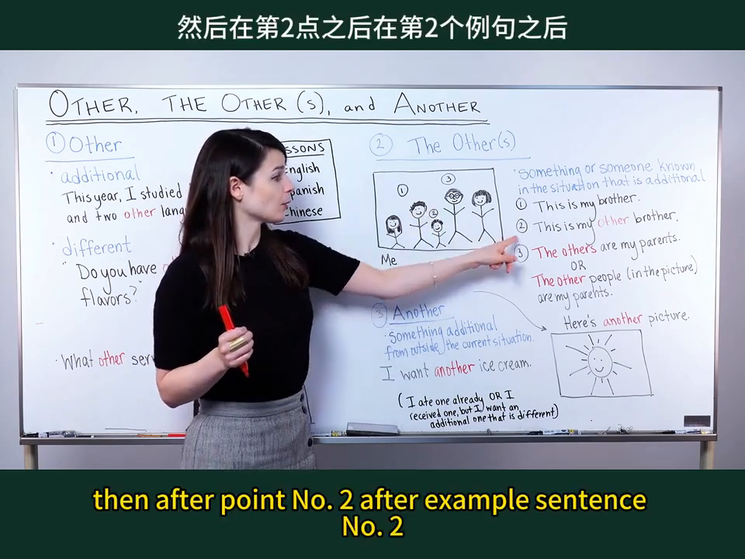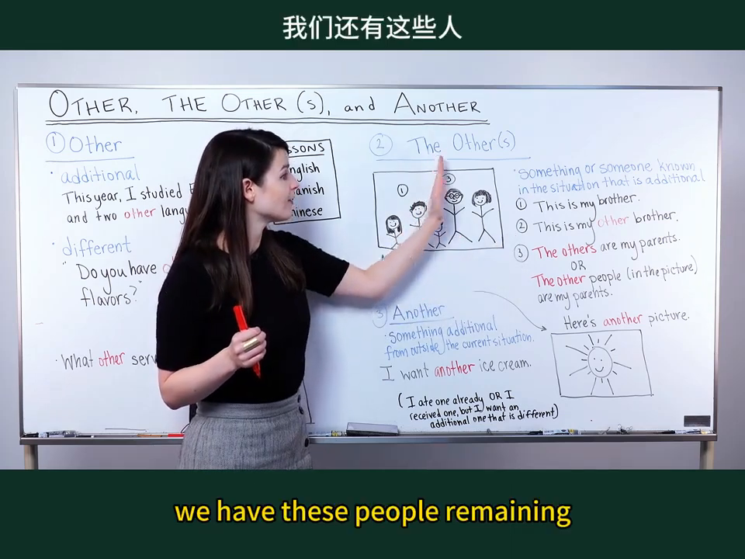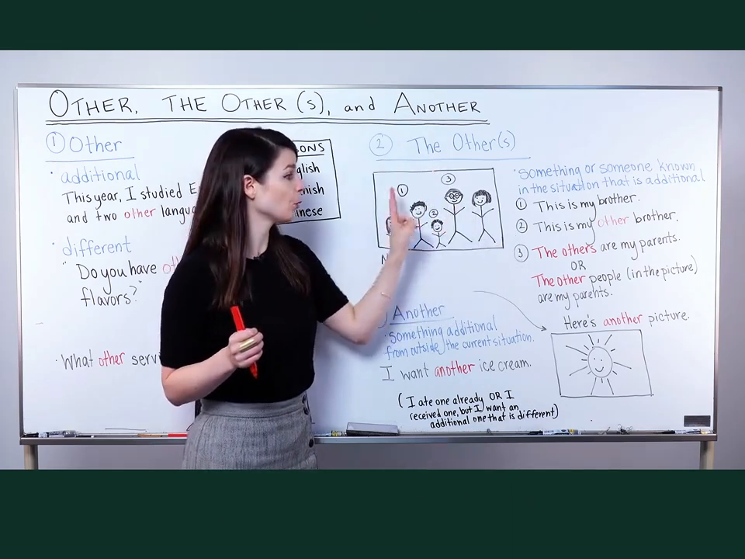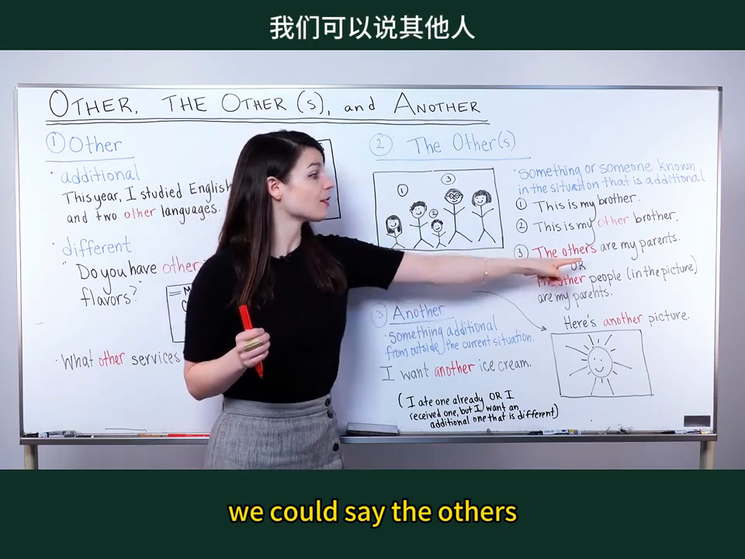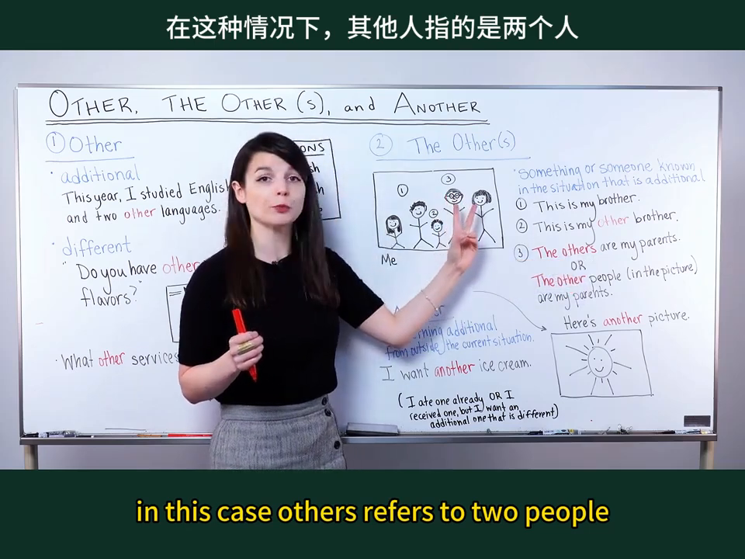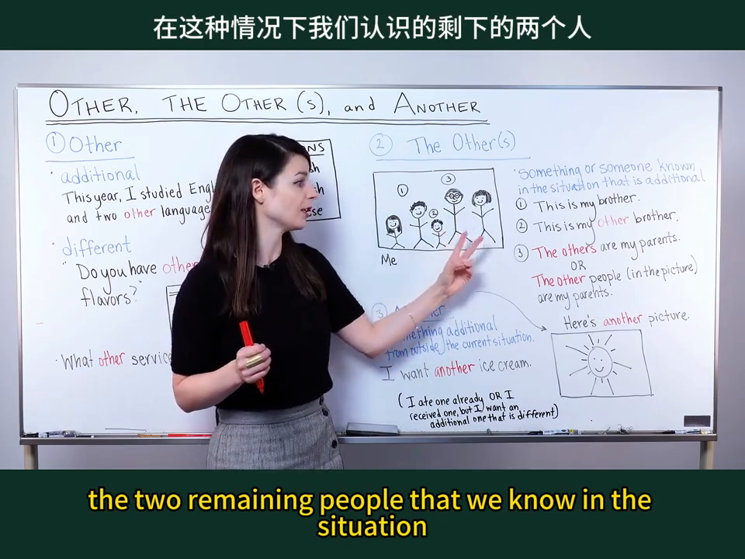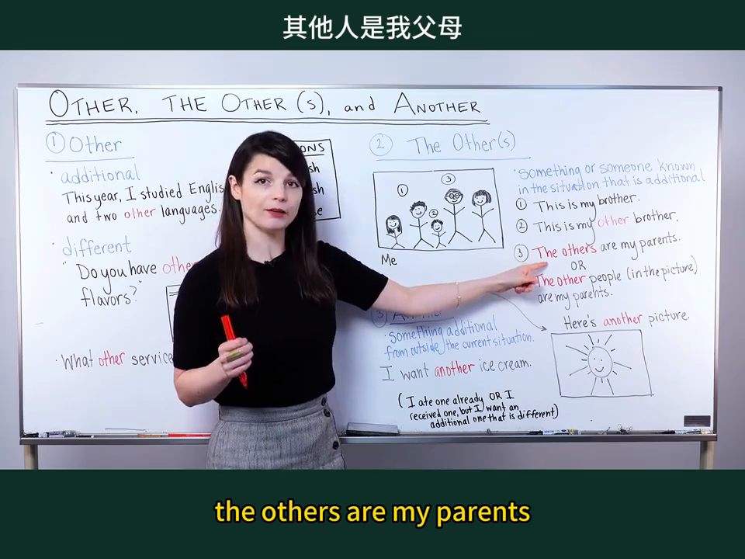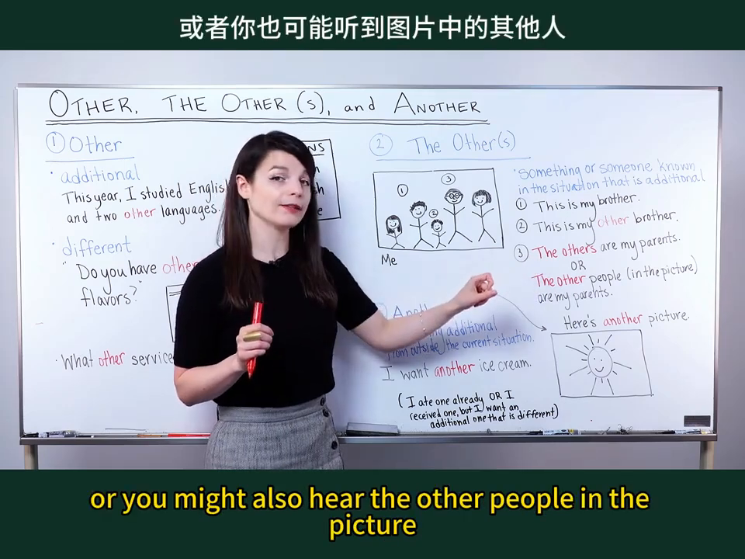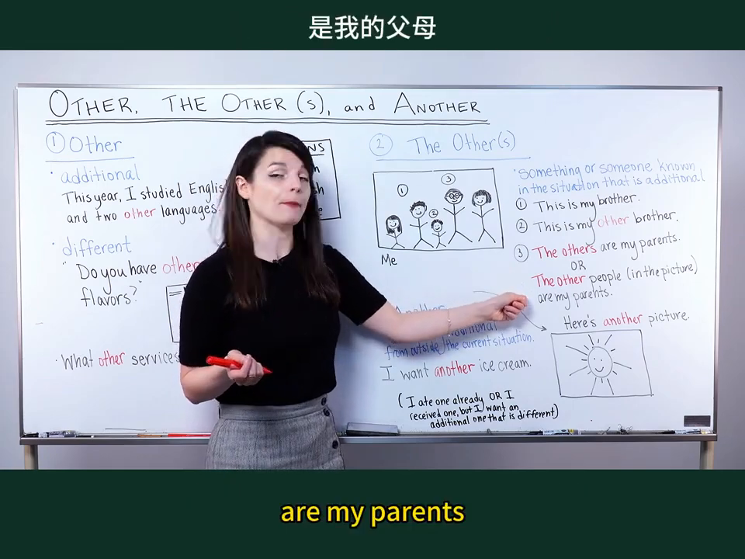After example sentence number 2, we have these people remaining. We could say, the others. In this case, others refers to the two remaining people that we know in the situation. The others are my parents. Or you might also hear, the other people in the picture are my parents.